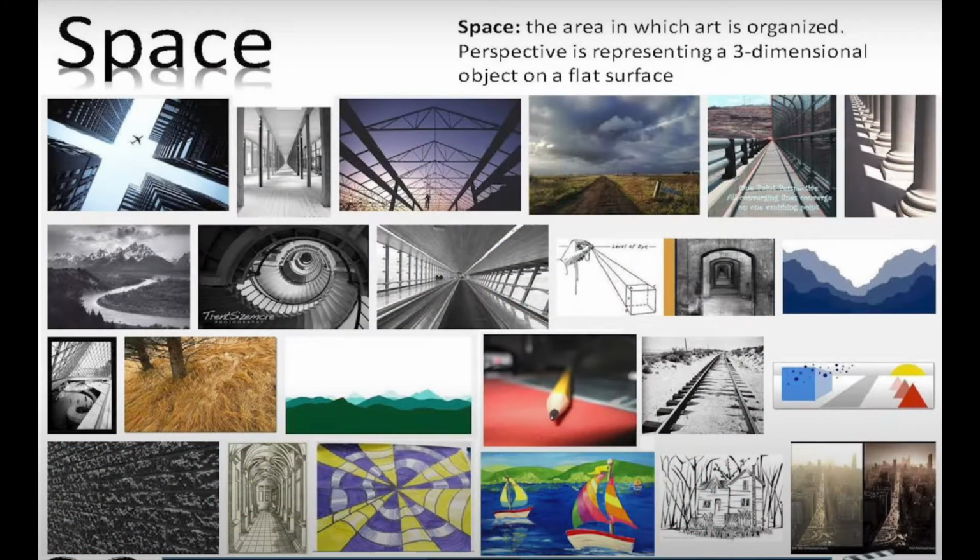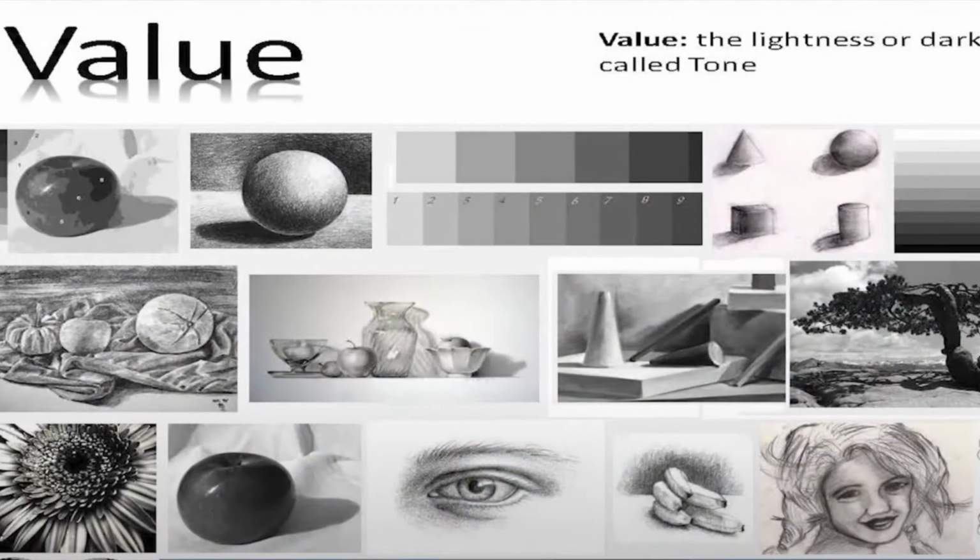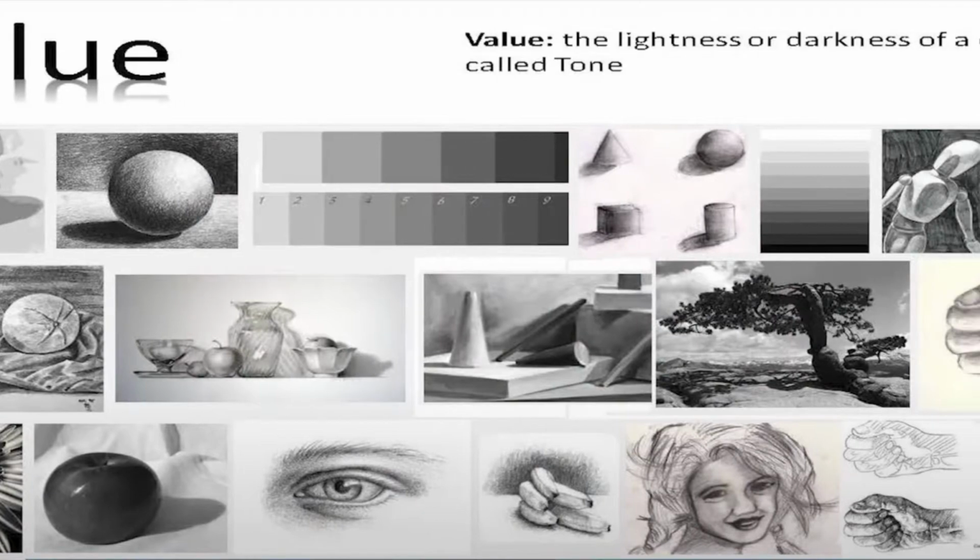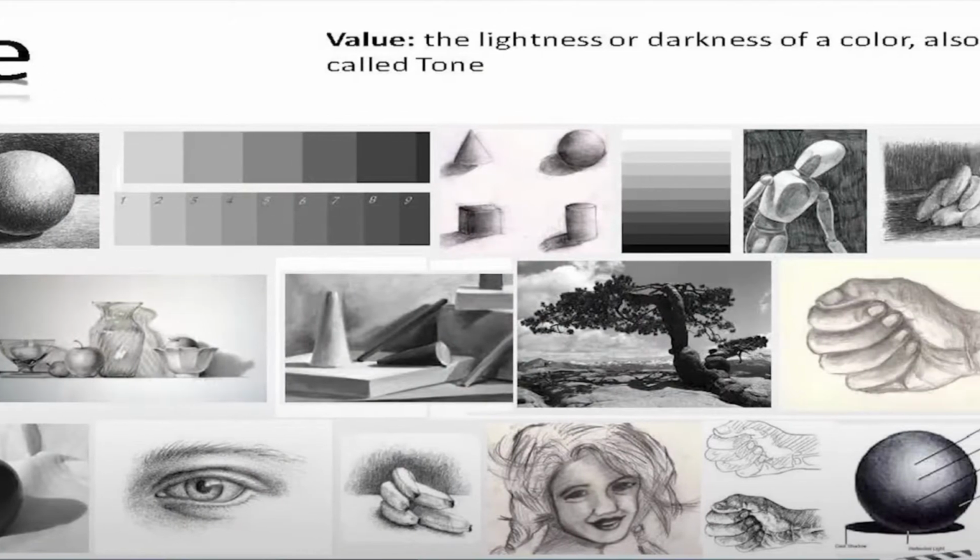Space. The area in which art is organized. Perspective is representing a 3D object on a flat surface. Think of depth, foreground, middle ground, and background. Value. The lightness or darkness of a color, also called a tone.